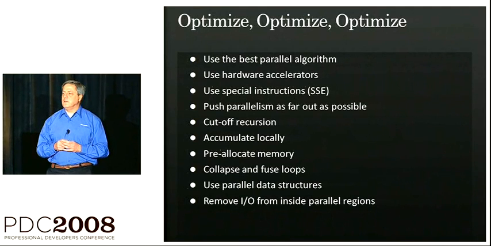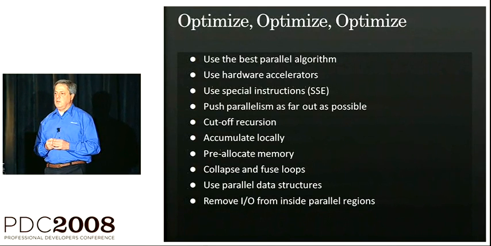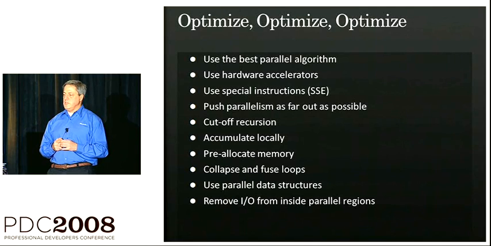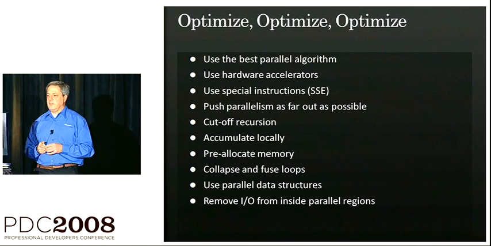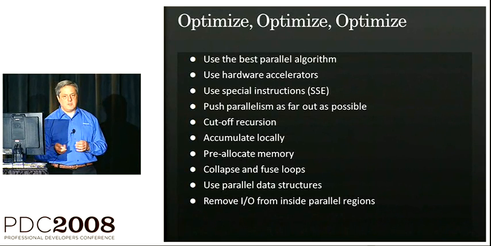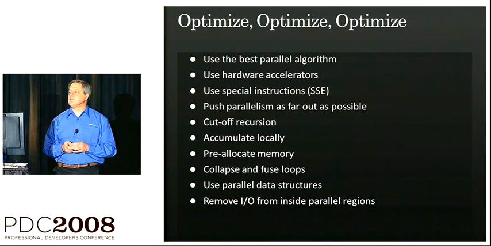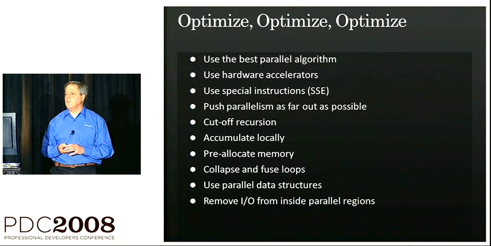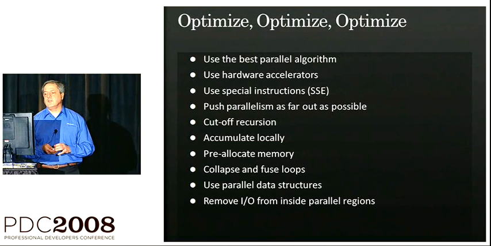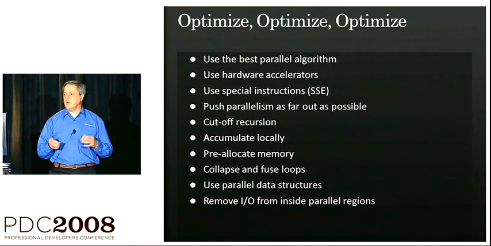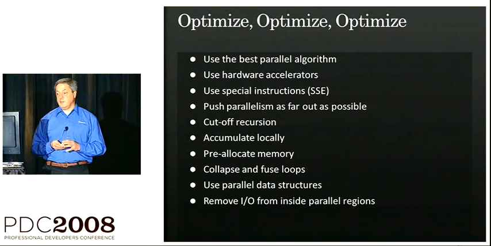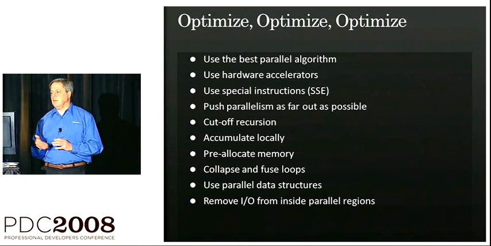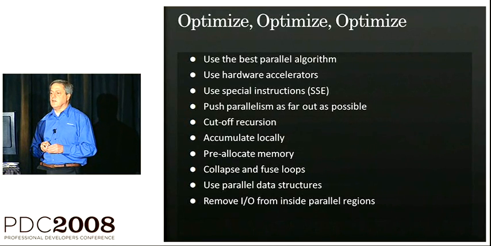One of the key things to take away is that you really need to look at optimizing your code. You can't get away with writing sloppy code. Here are some things to keep in mind. Always use the best parallel algorithm. If your algorithm is inherently sequential, it's not going to speed up. Use hardware accelerators, like GPUs, which can make your problems run faster. Use special instructions like the SSE instructions available in Intel hardware.